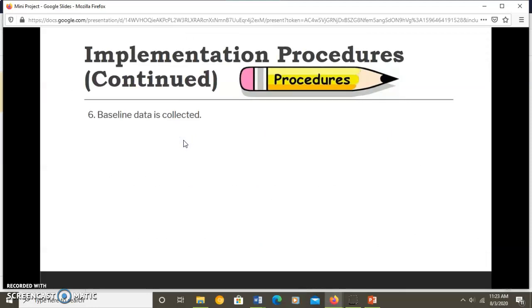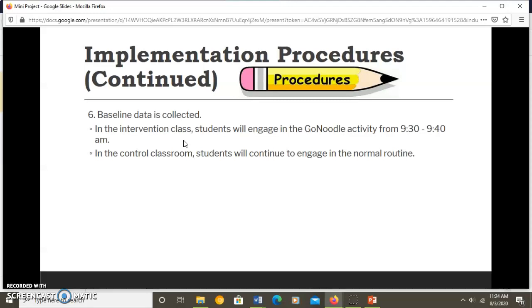Number 6, baseline data is going to be collected. In the intervention classroom, students will engage in the Go Noodle activity from 9:30 to 9:40 a.m. But during our baseline phase, we're just going to do business as usual. The control classroom, students will continue to engage in the normal routine.